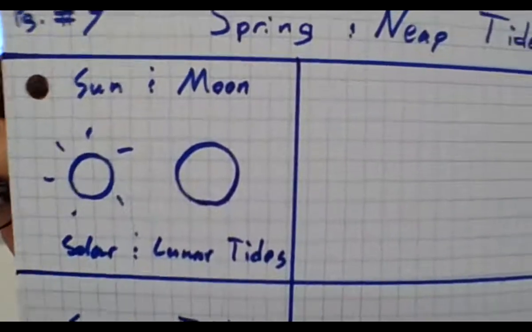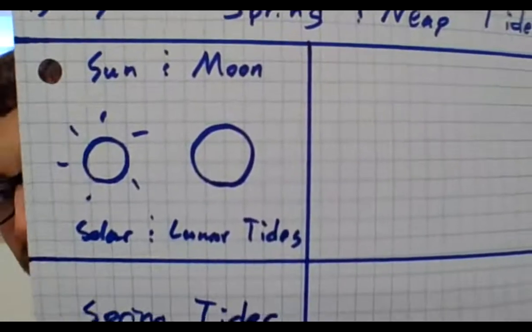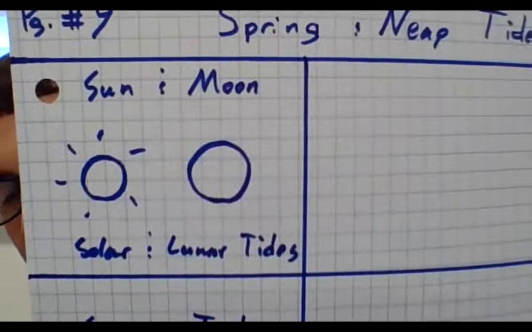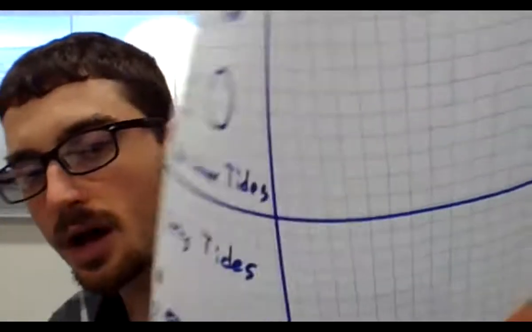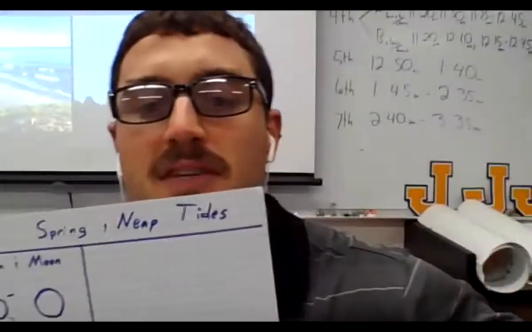Sorry if it's not easy to read. All I've got is just a sun and a moon there, nothing too complicated. This is where it gets a little more important and detailed though. And again, on the right side, just leave it blank.